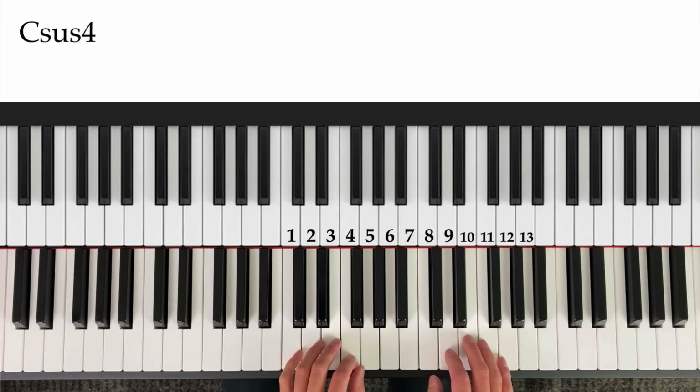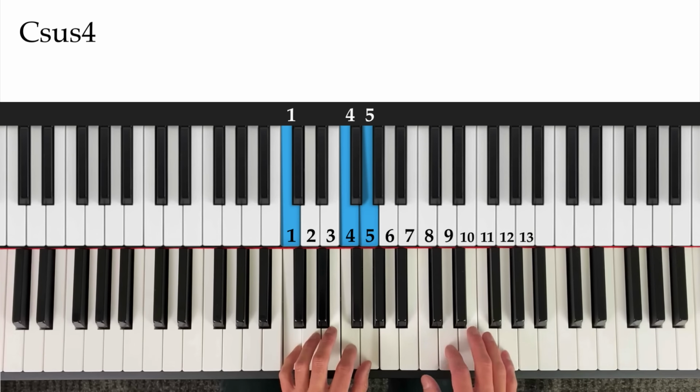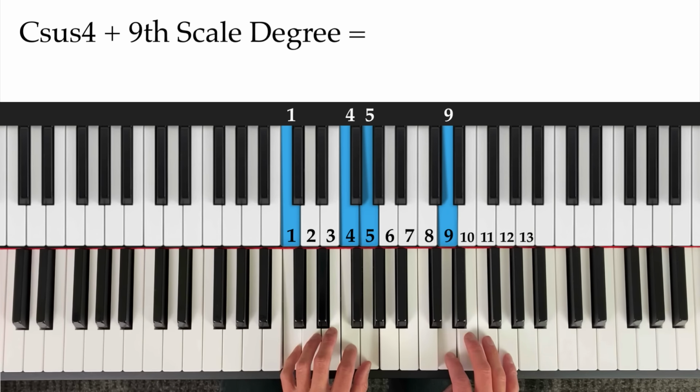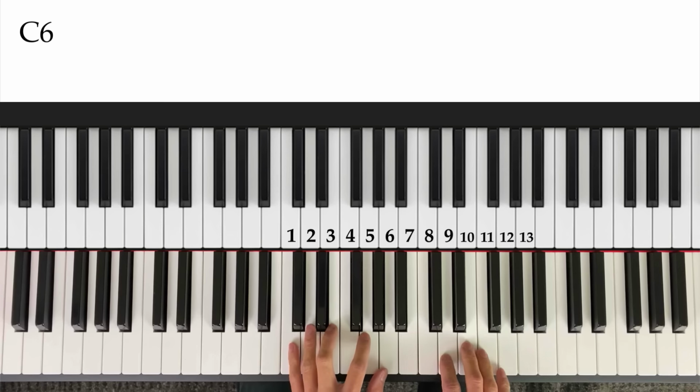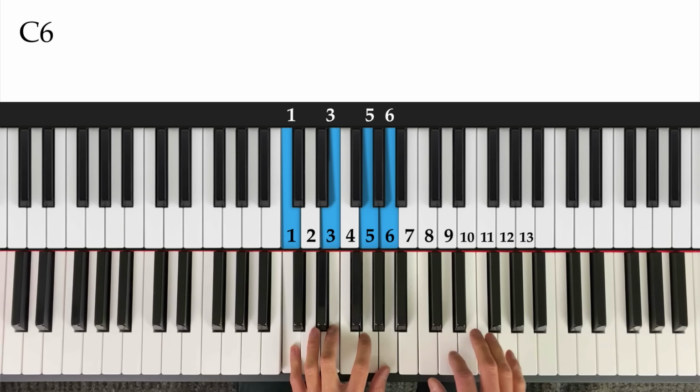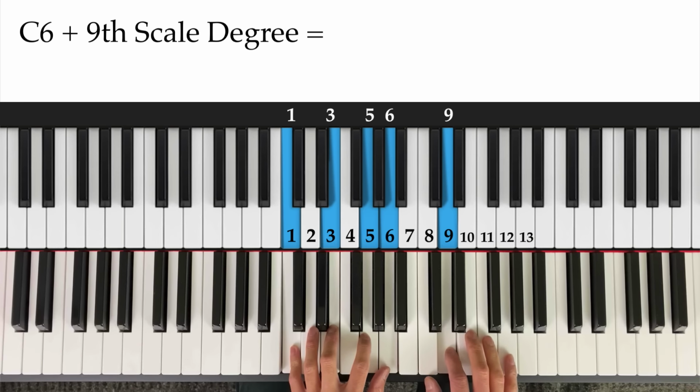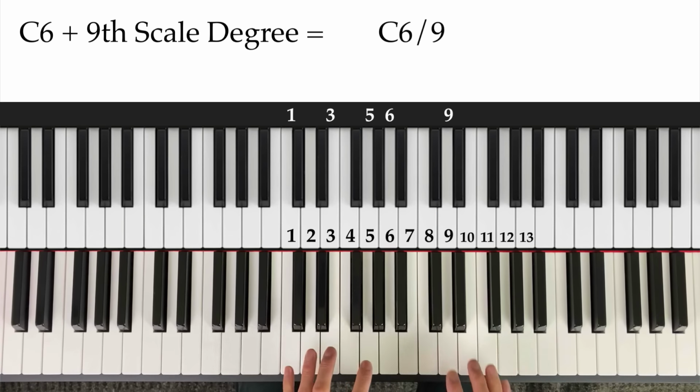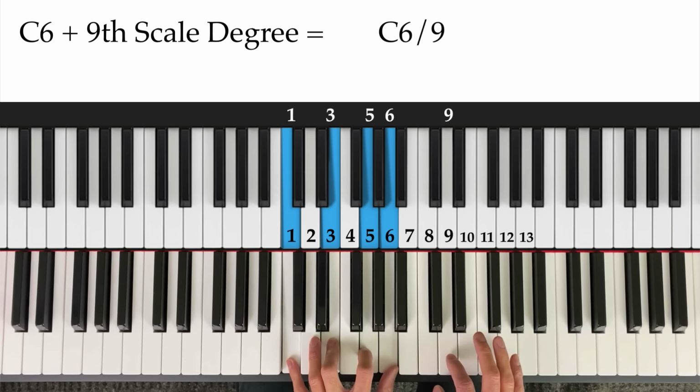You can also have the C sus4 chord and add the 9th scale degree. That gives you a C sus4 add 9 chord. And you can also have your C major 6th chord with your 9th scale degree. And now you could call this a C6 add 9 chord, where we write add 9 just like our last 2 chords. But more commonly, this chord is given a special symbol. It's written as C6/9. So it's like a C chord with a 6 and a 9.